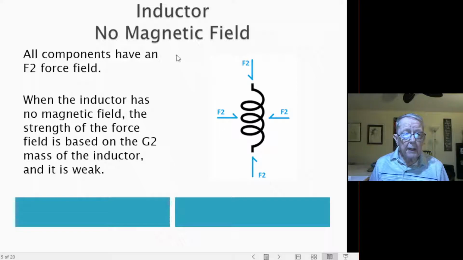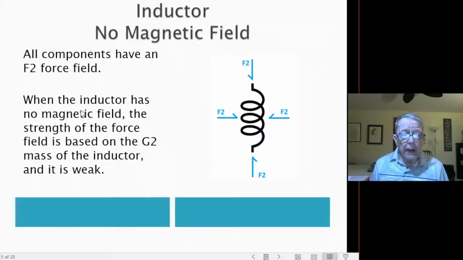Well, here's an inductor with no magnetic field. And I've made this comment before: all components have a G2 force field around them, including me, including my computer, whatever. Here's the inductor, and the field goes all the way around, not just in 2 dimensions but in 3 dimensions. But we are generally able to analyze what's happening in just 2 dimensions.